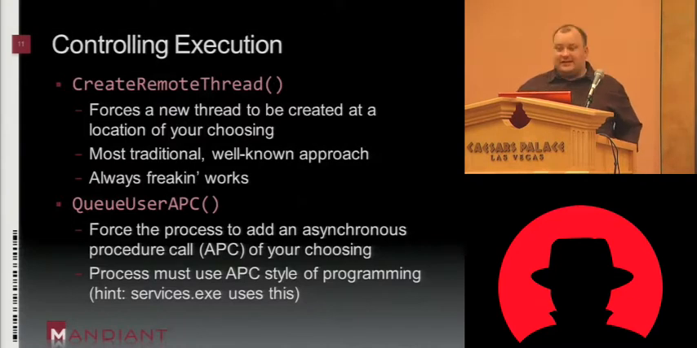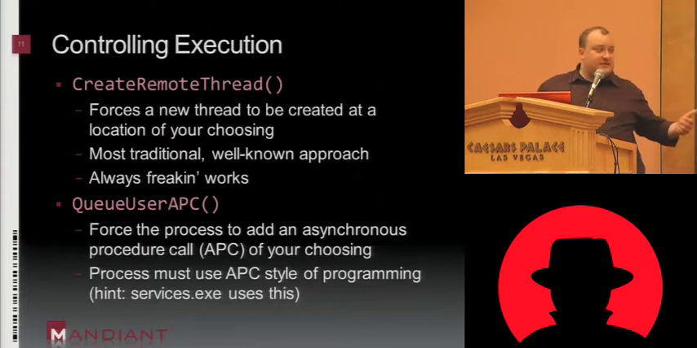For example, services.exe uses asynchronous procedure calls. So you can use QueueUserAPC to force services.exe to execute something of your choosing. So it's pretty effective in that case. It wouldn't be effective against, say, netcat. You couldn't QueueUserAPC against netcat. It doesn't use APC. It doesn't make those function calls, so it's never going to process an APC function that's added to its queue.